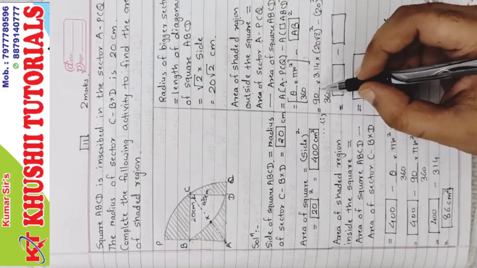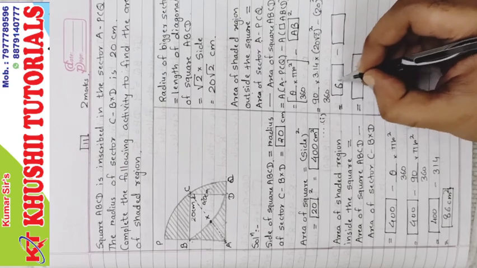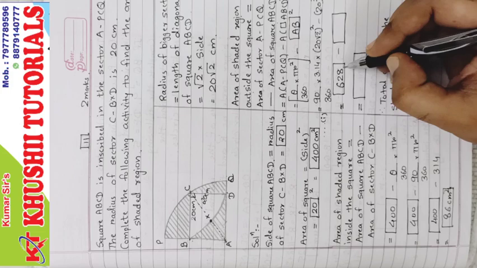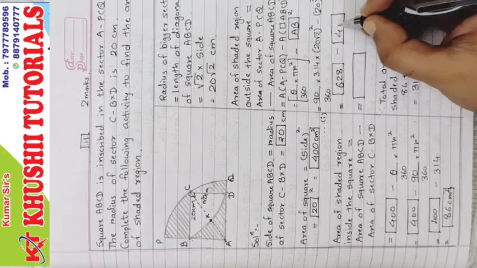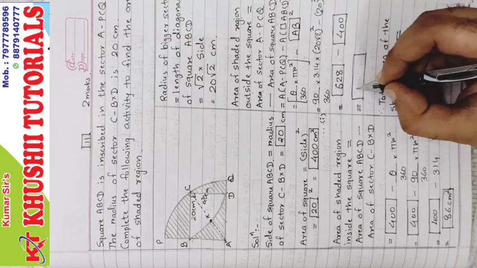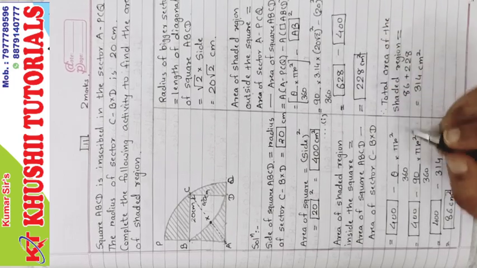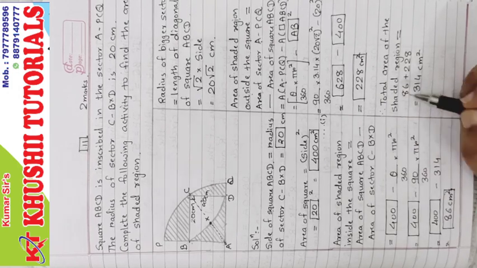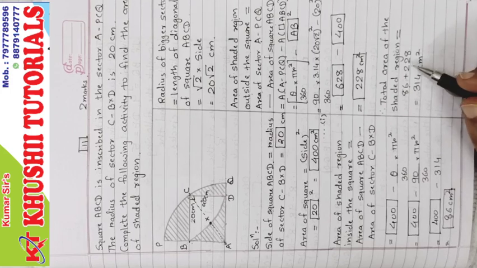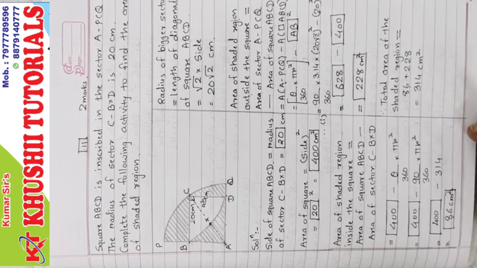So after calculation, solving this, you will get 628, and 20 square is 400, and the difference of 628 minus 400 is 228 centimeter square. Therefore total area of shaded region is 86 plus 228, equal to 314 centimeter square.